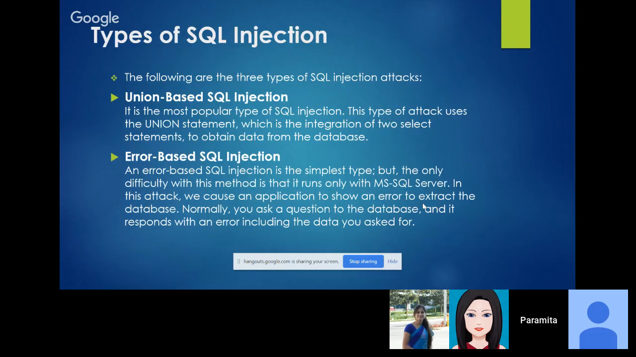So here are the types of SQL injection. Widely, there are two categories: in-band and blind SQL injection. Inside in-band, we have union-based SQL injection and error-based SQL injection. Union-based is a very popular type of attack where we can give a combination of two select statements. I'll show one query.